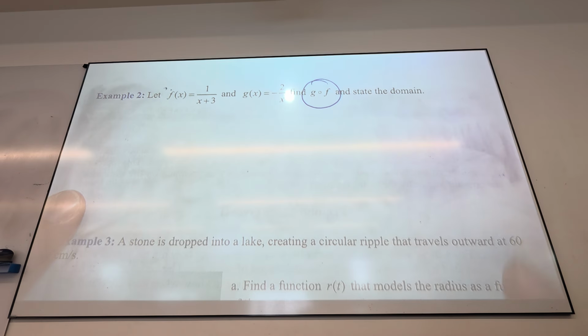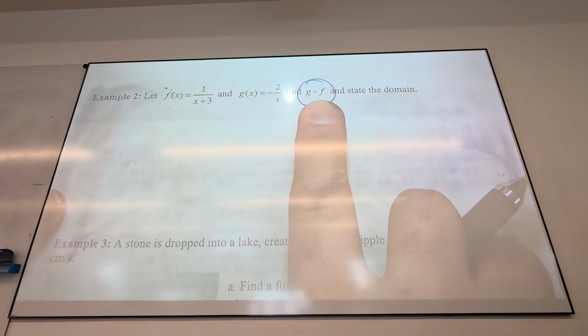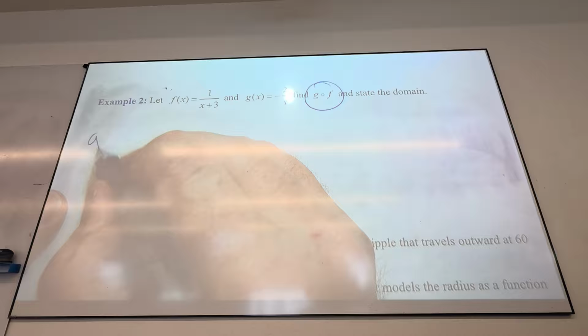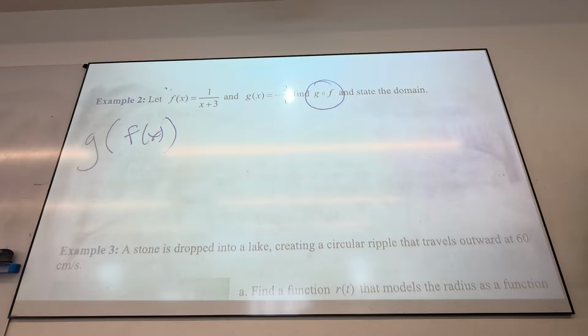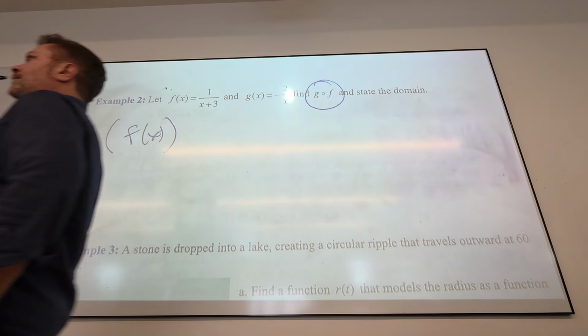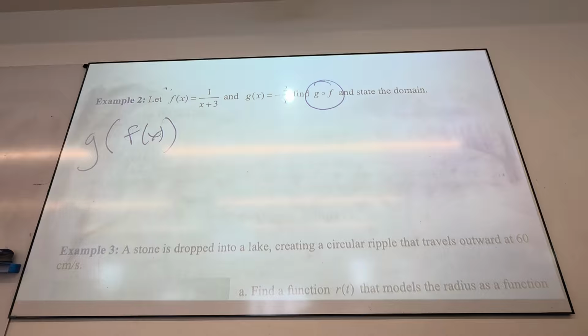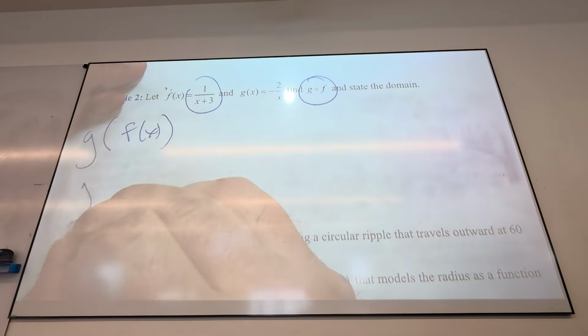What does that say? What's a better way to write this? g of f of x. So what am I shoving where? This is where you can finally tell me to shove it, if you're specific. What am I shoving where? What function am I taking and putting into the other? I'm taking f and I'm shoving it into what? Into g, yes? What is f of x? 1 over x plus 3.